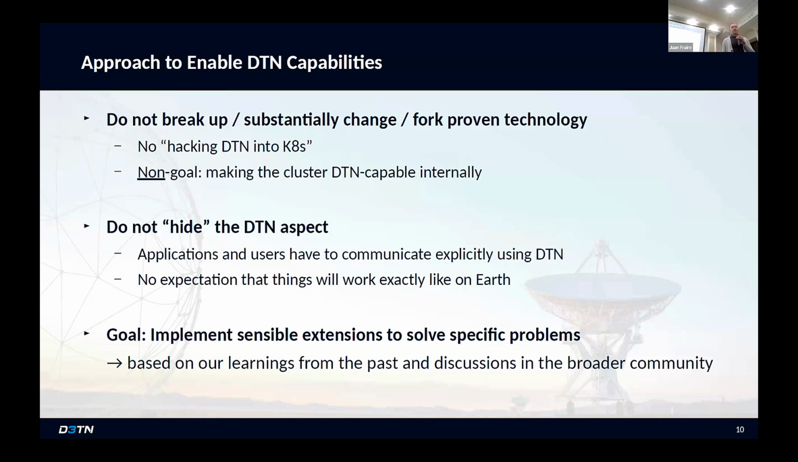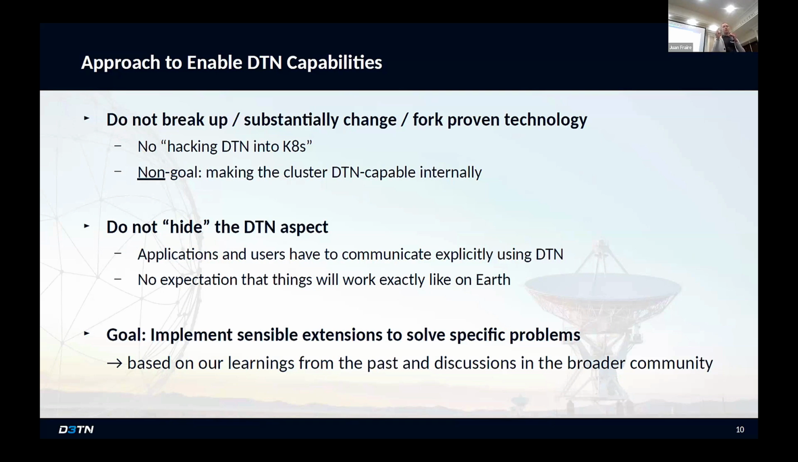The second central point that we basically want to not do is hiding the DTN aspect. We always want to make applications and users aware that they are communicating over a DTN link. We don't want to somehow put DTN somewhere in the middle of a link where the applications on other sites assume that they are using IP connectivity, because in most cases applications are developed based on the assumption that if there is a response to your request, it will come in a timely manner. And if this expectation is not fulfilled, things are going to break. So we don't want to make the DTN aspect implicit.